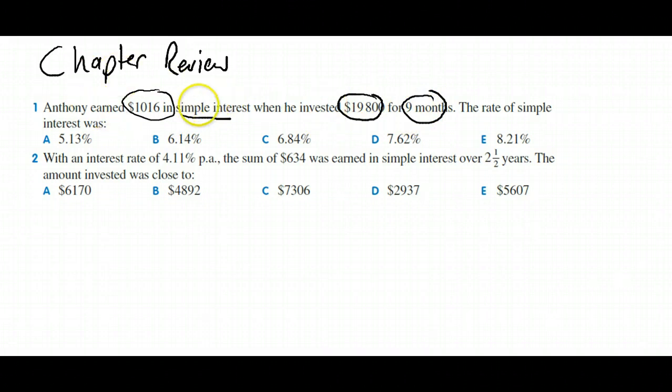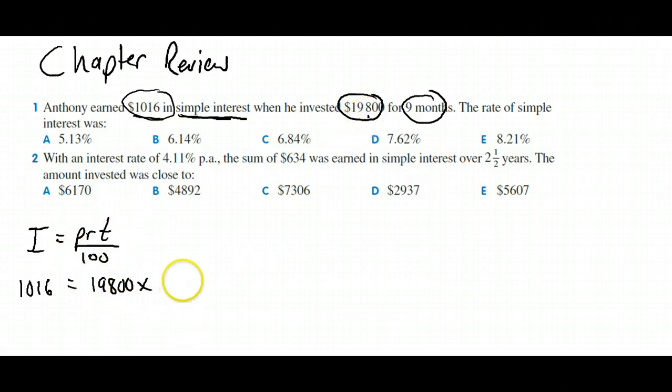The rate of simple interest was... okay, for simple interest we know we're going to have to use this equation: I equals PRT over 100. And we've been given lots of info here. He earned $1,016 in simple interest, so that's the amount of interest that was earned, and he invested this much, so that's the principal, so we can substitute that into the equation for P. The interest rate is what we need to work out, so we don't know R, and the amount of time was 9 months, and expressing that in terms of years, it's 9 over 12.